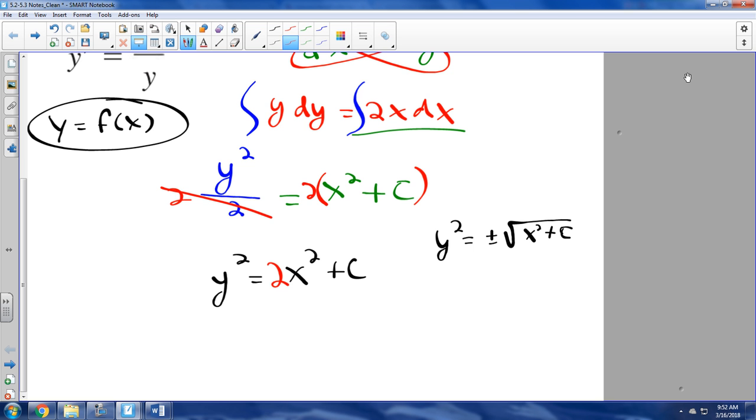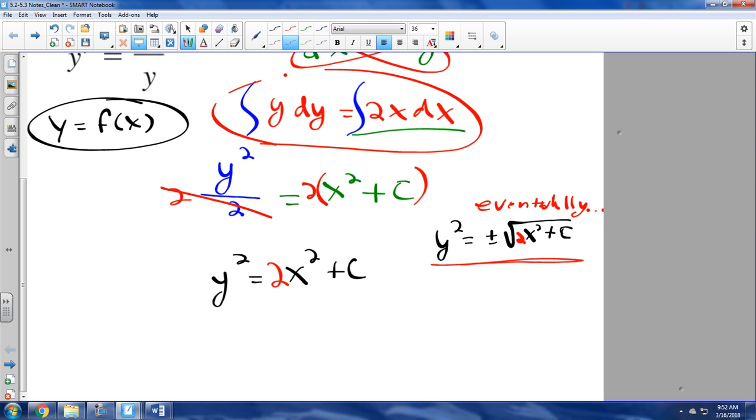And then we have a 2 here, of course. And this is kind of going further than you need to. This is what we're going to eventually get to. But this is kind of where we want to be right now, just getting this basic idea and integrating both sides and putting a plus c.